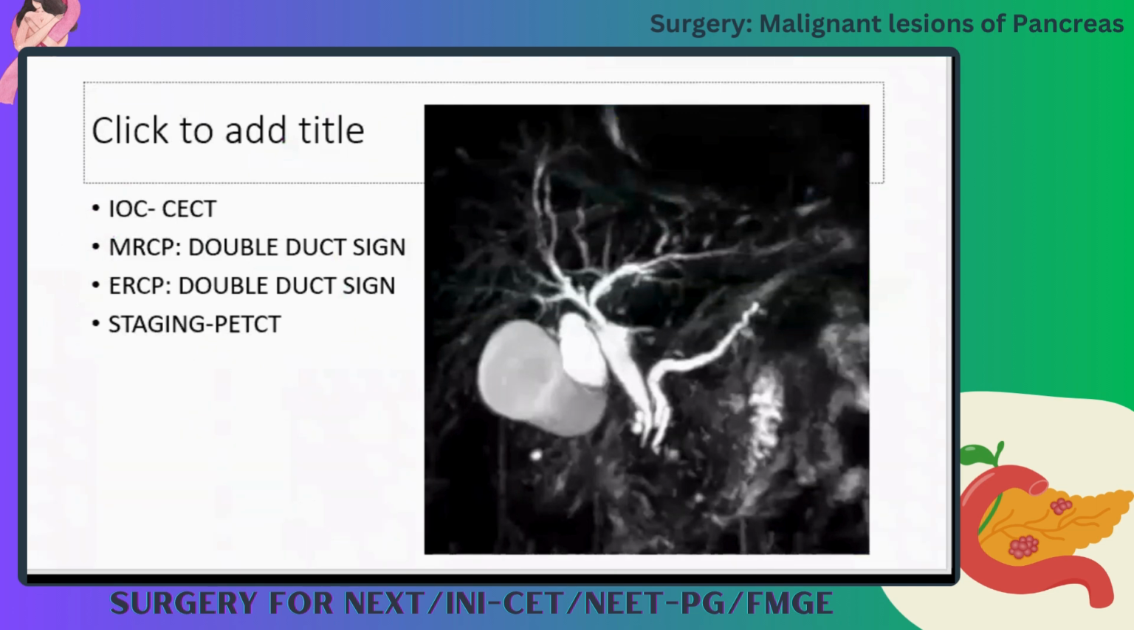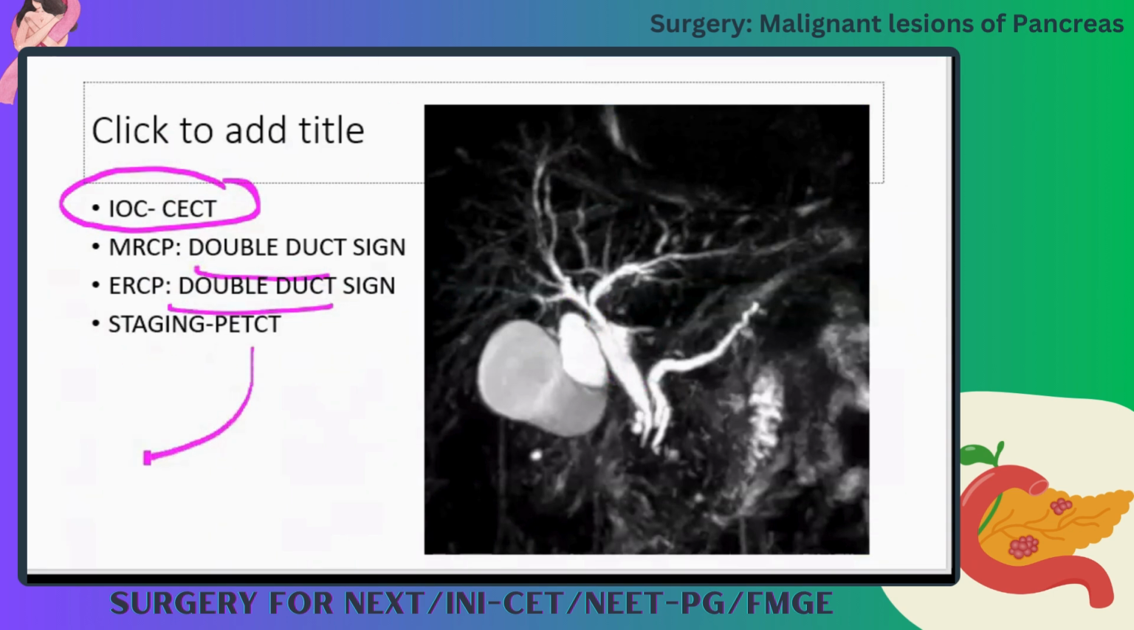So here also the investigation for periampullary carcinoma is CECT. And here you have this important double duct sign. See, in this picture, on ERCP or MRCP, you can see double duct. Normally it will look like a single duct. What I told you, the bile duct will come and open here, and the pancreatic duct will open here, at the common ampulla of Vater, like this. But here, see, there are two ducts visible. So it is the double duct sign. Okay.